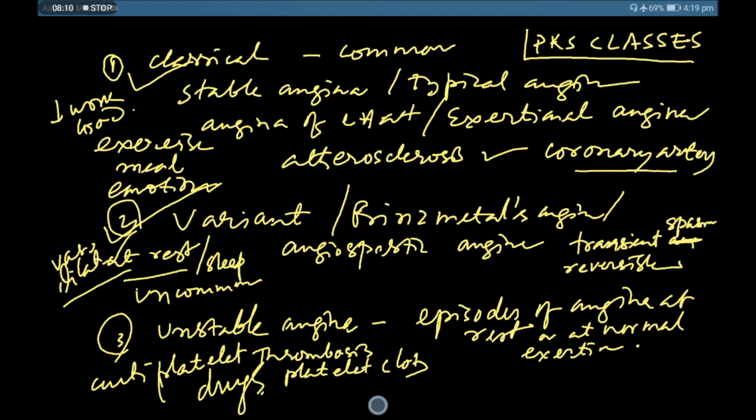And in detail about all the individual drugs used in angina, we can study in our next class. So we'll study one by one.